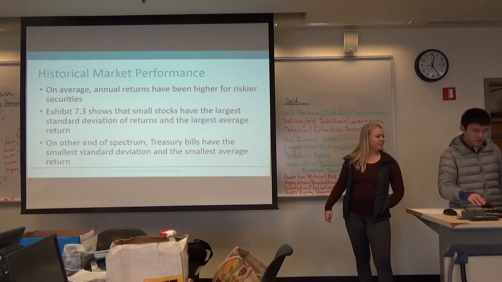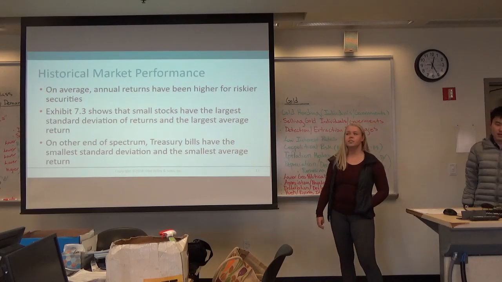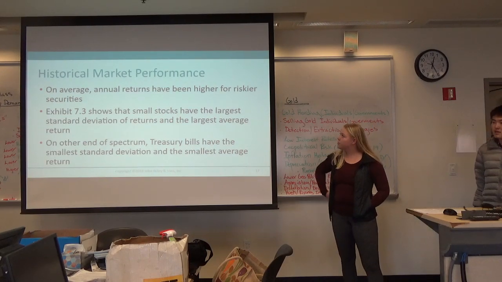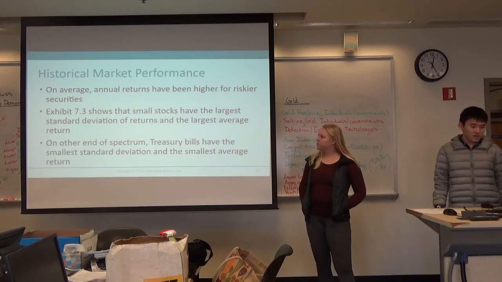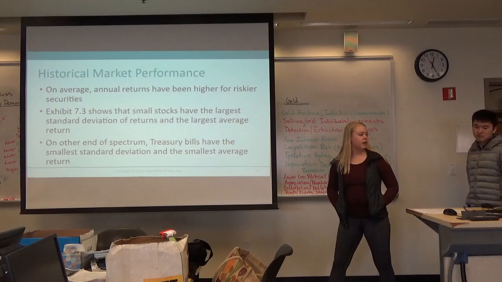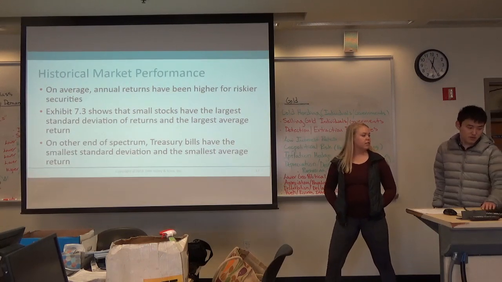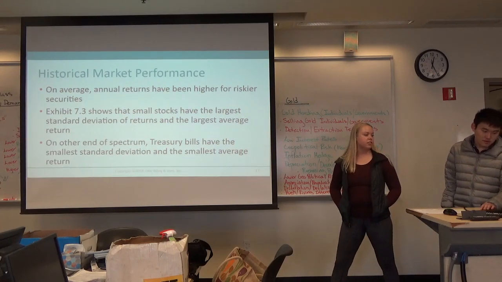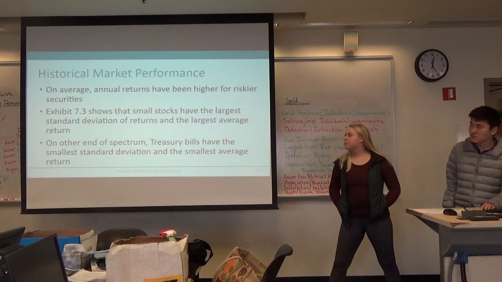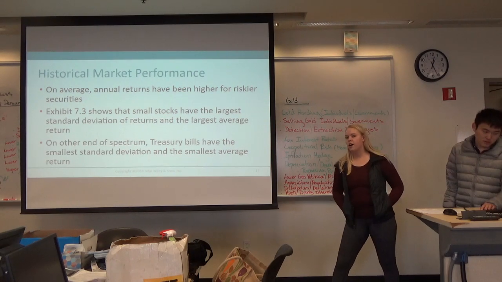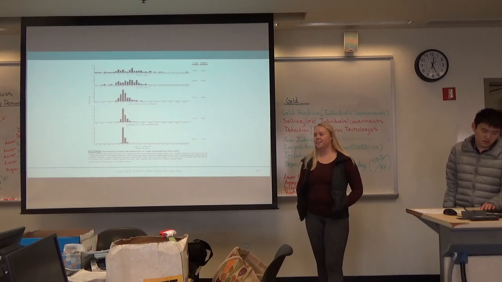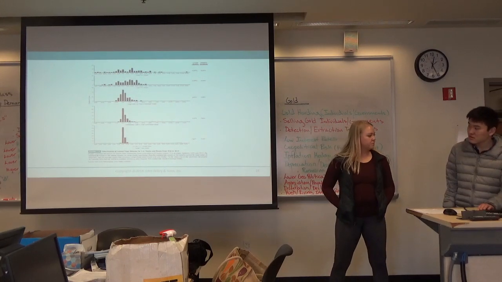More examples. So the historical market performance. On average, annual returns have been higher for riskier securities. On our exhibit, which was in the previous slide, it shows that small stocks have the largest standard deviation of returns and the largest average return. On the other end of the spectrum, treasury bills have the smallest standard deviation and the smallest average return. This might be because they're risk-free through the government.